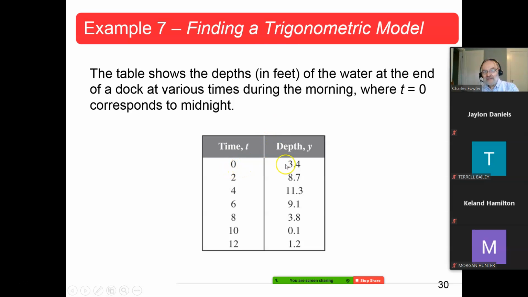At midnight, the depth was 3.4 feet. At 2 o'clock, it was 8.7 feet. At 4 o'clock, it was 11.3 feet. At 6 o'clock, it was 9.1 feet. 8 o'clock was 3.8 feet, 10 o'clock 0.1 foot, and 12 o'clock 1.2 feet.